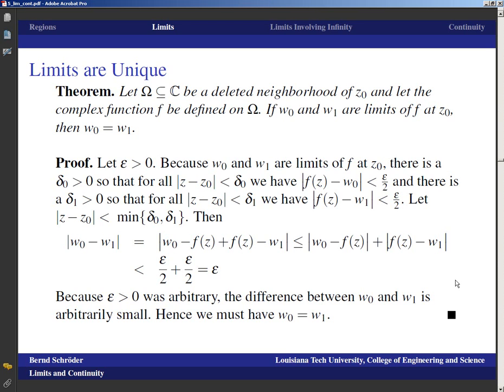And so with this idea that we want to prove that |w0 minus w1| is smaller than epsilon, I have to start thinking about, well, what can I control? What can I make small?